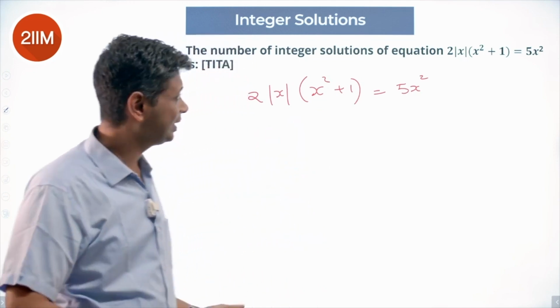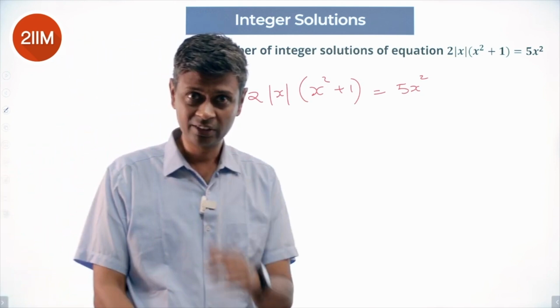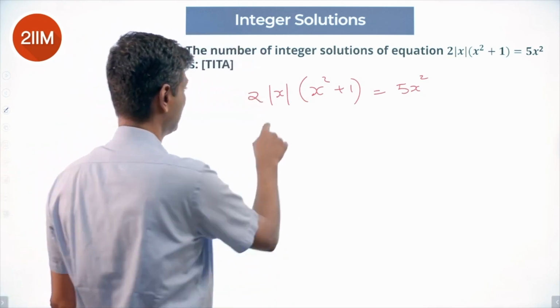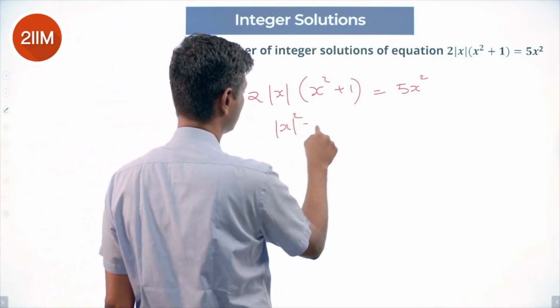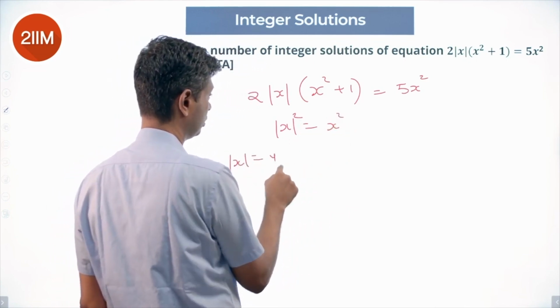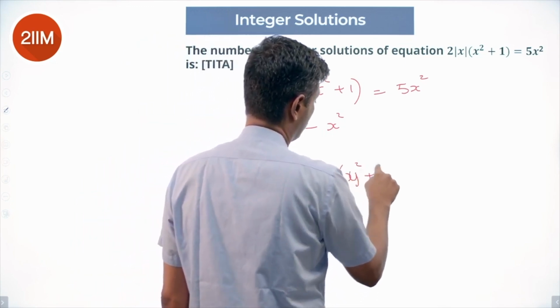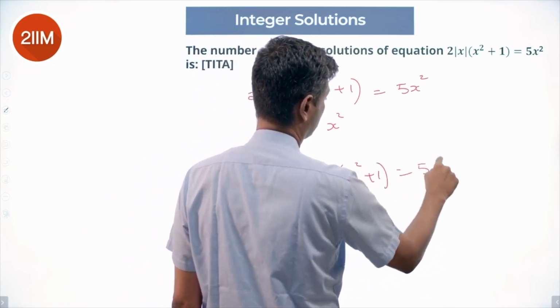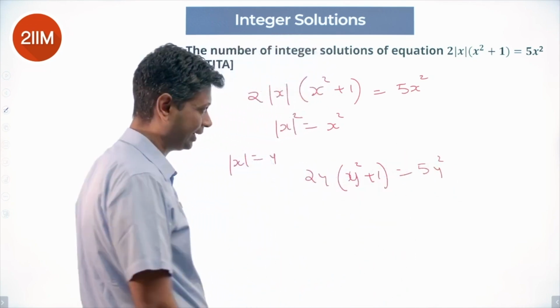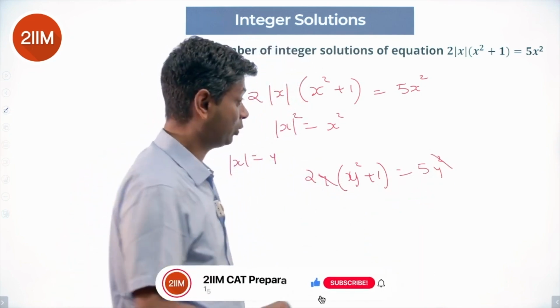Right? We can treat this as a quadratic in mod x or an equation in mod x. That way we can cancel everything merely. Understand that mod x, the whole square, is nothing but x square. So if we say mod x equal to y, 2 times y square plus 1 is 5y square. I can cancel a y, keeping in mind that y could be 0.